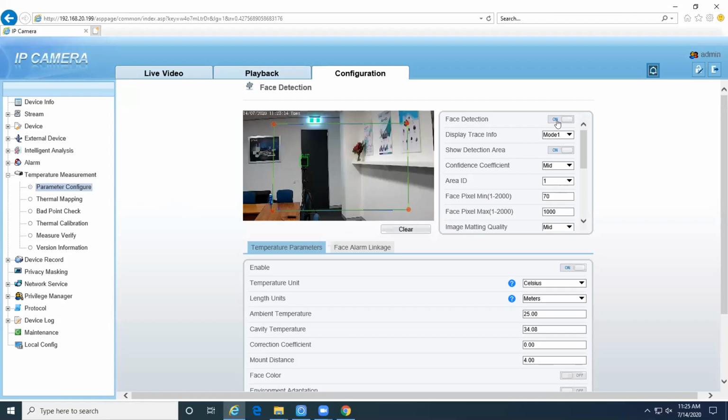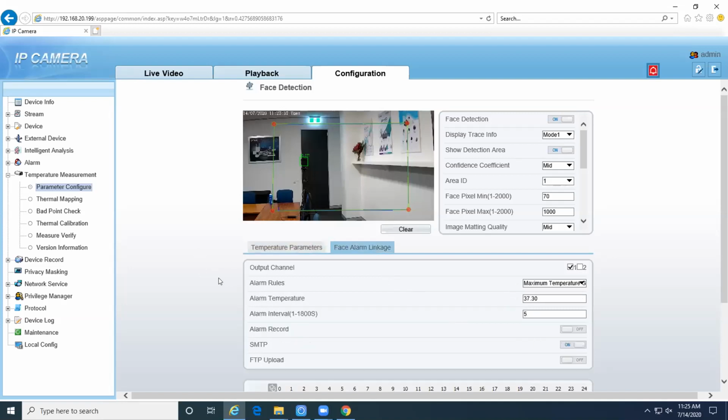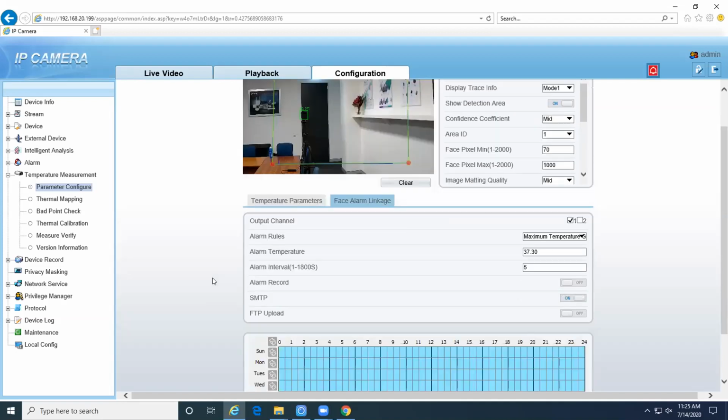We obviously enable face detection. And we need to also specify what the ambient temperature is, so 25 degrees in our case, and what's the distance to the actual black body. So we've got 4 meters here. If you've got an alarm connected to it, you have an option here to enable what output channel for the alarm and what it will do, and what would be the temperature threshold when it will trigger the alarm, and how long it will be sounding.